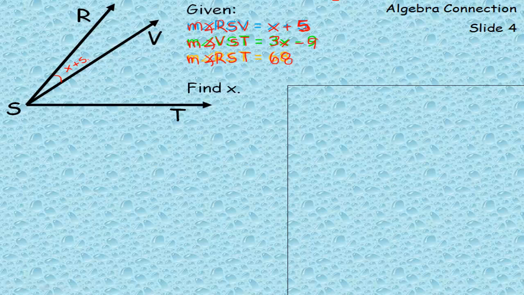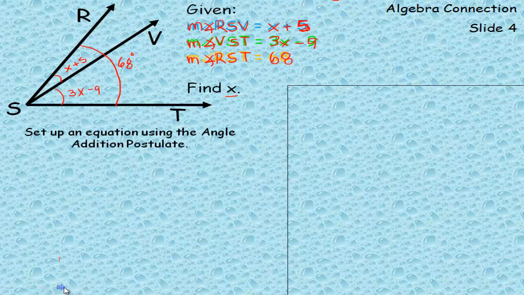VST, which is this angle, this piece here, measures 3x minus 9. And RST, which is the big angle, the whole thing, measures 68 degrees. And it asks you to find x. And this is what you're going to do.